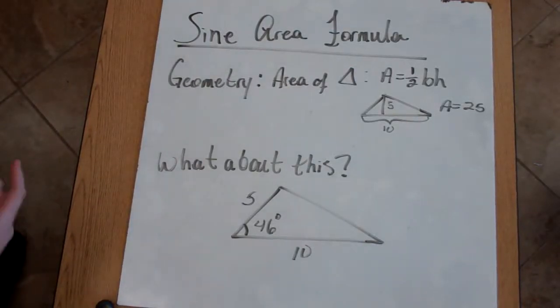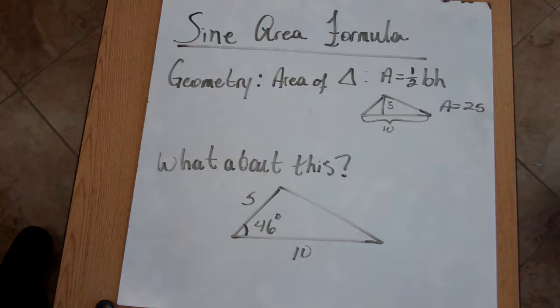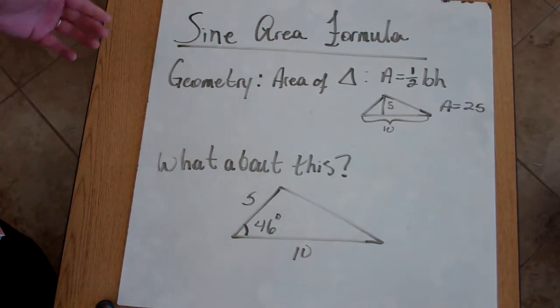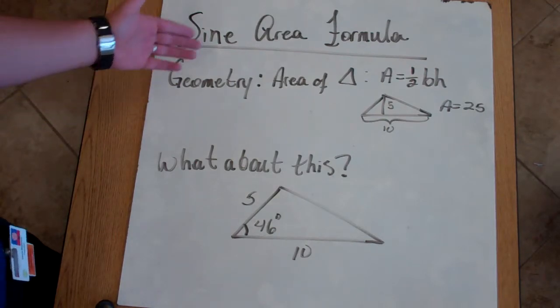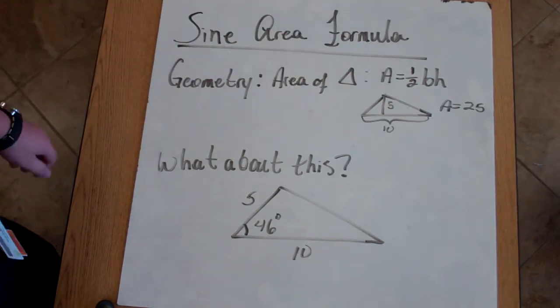Alright, so in this video we're going to go over the sine area formula. Now, as you know from geometry, the area of a triangle is 1/2 the base times the height.